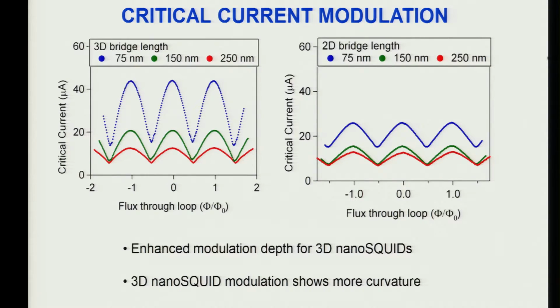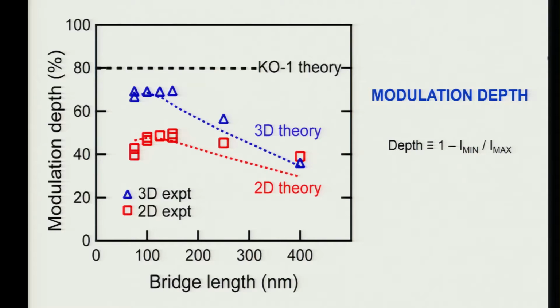And indeed, you see we were getting very large modulations now in our 3D structures. So we saw this was rather enhanced for 3D nanosquids. By the way, we made the 2D ones because they're really easy to make, and the 3D ones are really hard to make. So this was the easy way to compare these structures. So again, you can plot what modulation depth you would expect as a function of length, and we were pretty close to this ideal model with 3D squids.